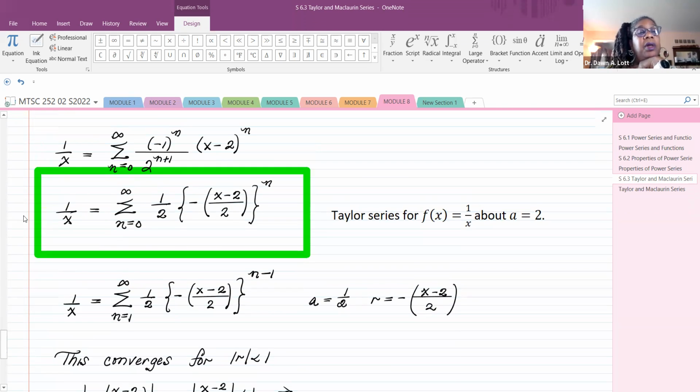Now you can find other expansions for 1 over x about other points. Tomorrow, I'm going to do a Taylor polynomial, and we're only going to go maybe the first 3 or 4 terms, because the one I'm going to do really does not have a formula. So we'll get a Taylor polynomial. That means it's going to stop. It won't be a complete series.